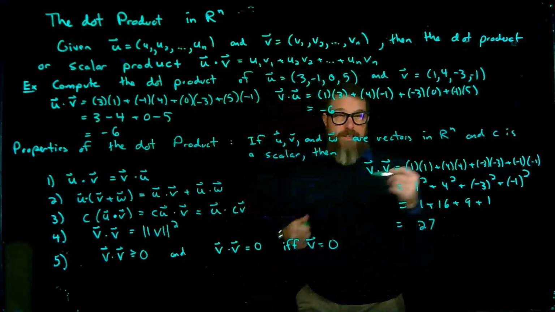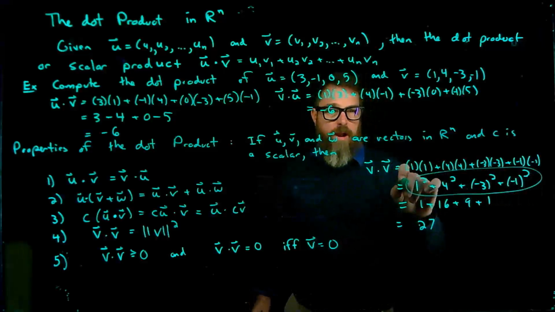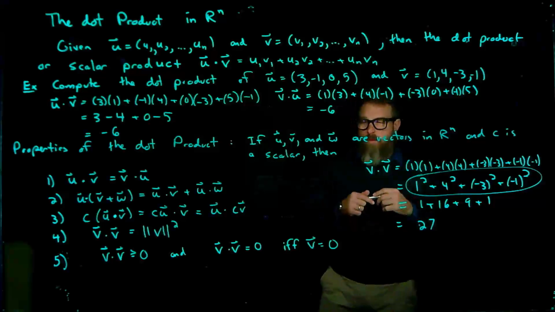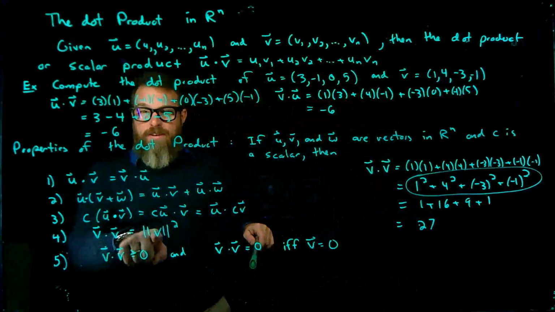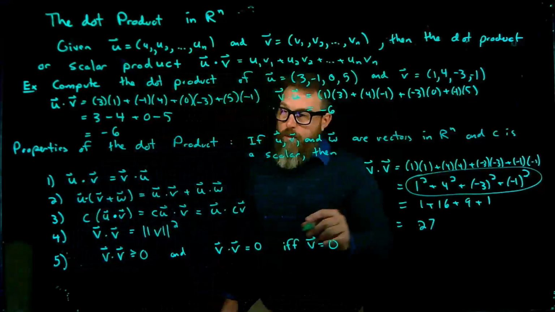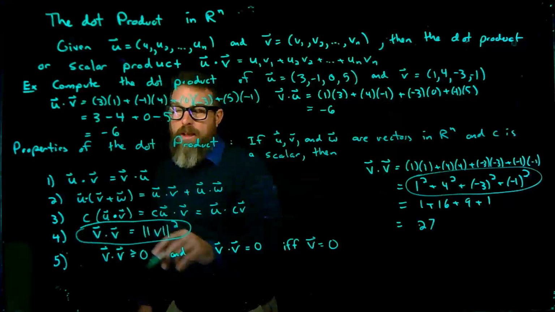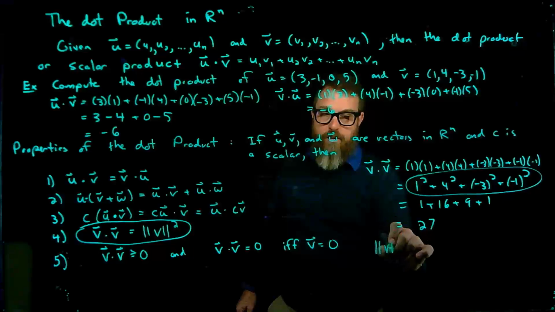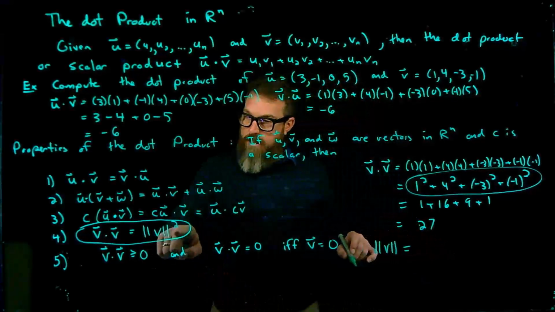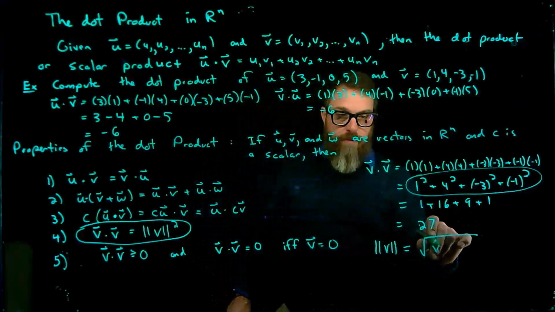This is recognizable right here. We've been practicing the sum of the squares of components, and what that means is v dot v is equal to the magnitude of v squared. So more importantly, from this property, I could solve for the magnitude of v. If I want to isolate it, I have to square root this. So the magnitude of v is the square root of v dot v.